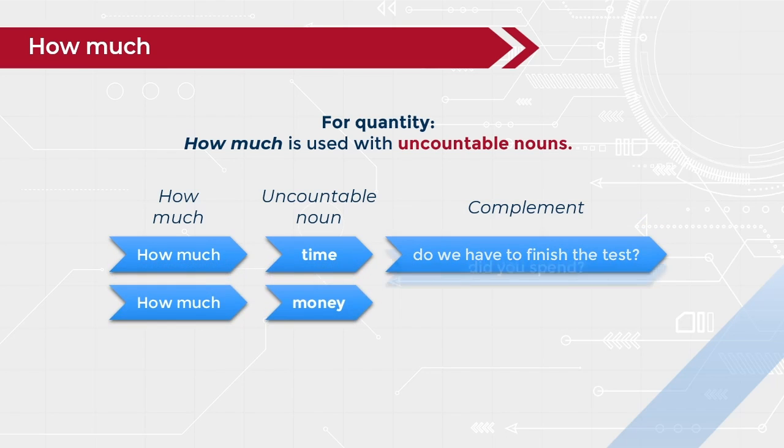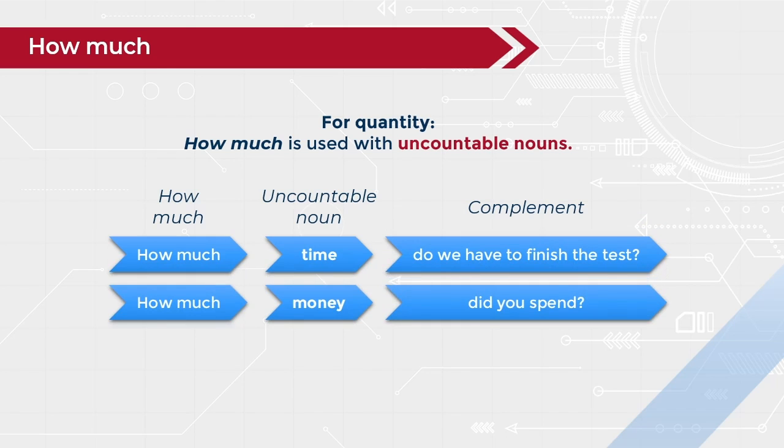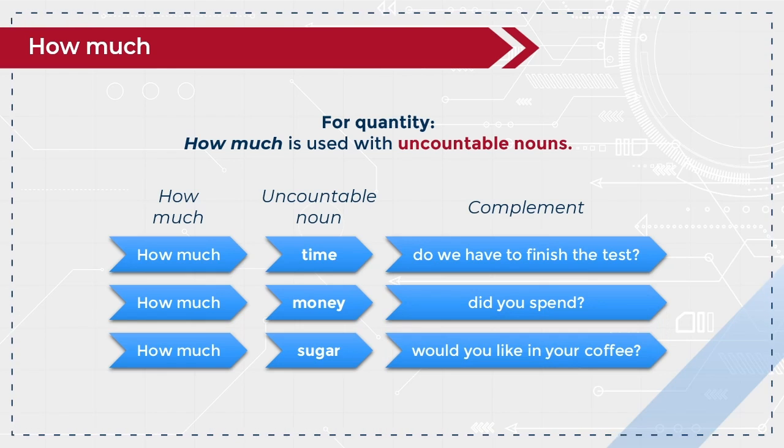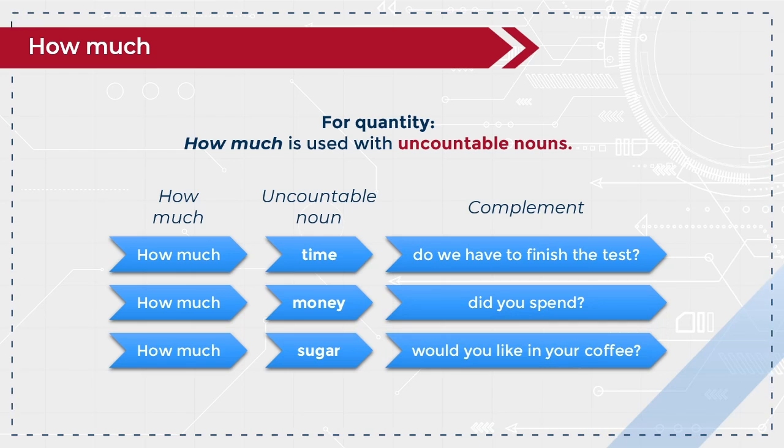How much money did you spend? How much sugar would you like in your coffee? If the verb to be is used with an uncountable noun, it is in singular form, is or was.